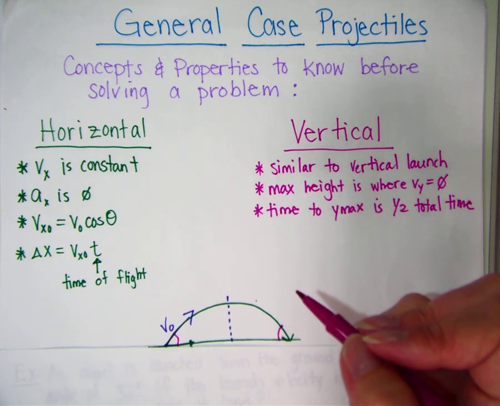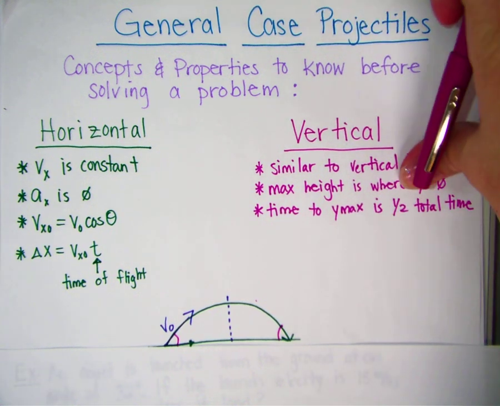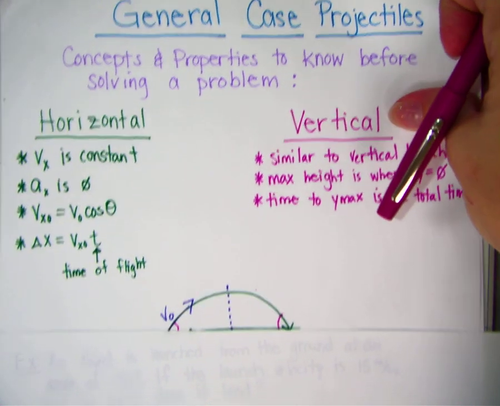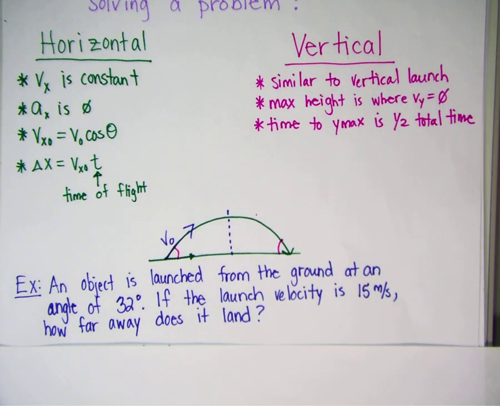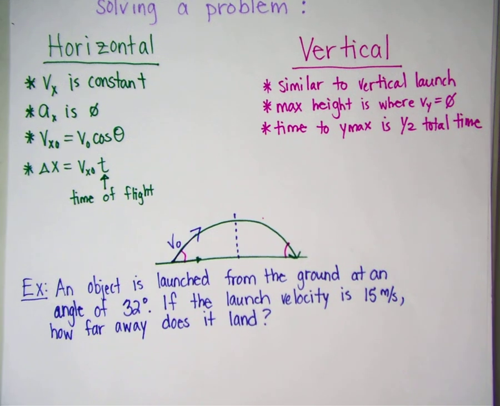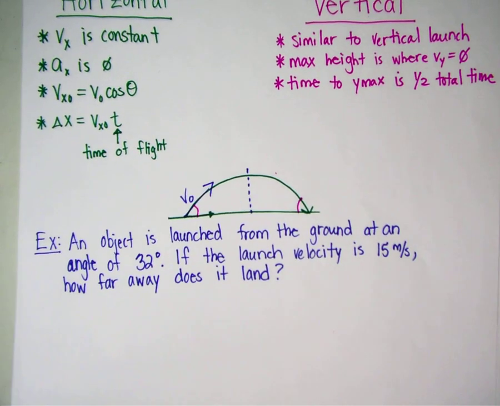So let's try one of the problems. If I have an object that is launched from the ground at an angle of 32 degrees at a velocity of 15 meters per second, how far away does it land? Okay, so the first thing that we're going to do is write down some givens. What do I already know? So that way I can determine what I am missing.